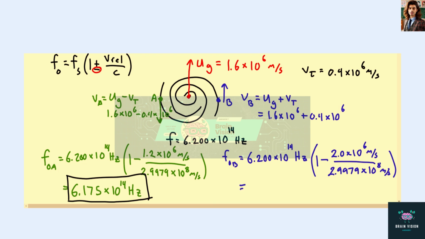And you get about 6.159 times 10 to the 14 hertz. And that's the frequency observed from point B.